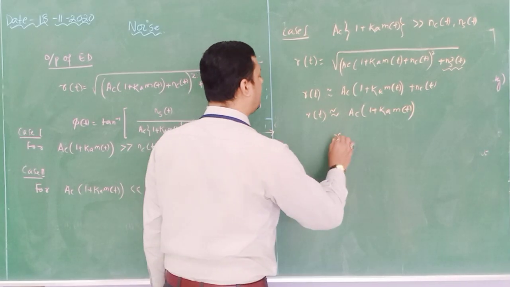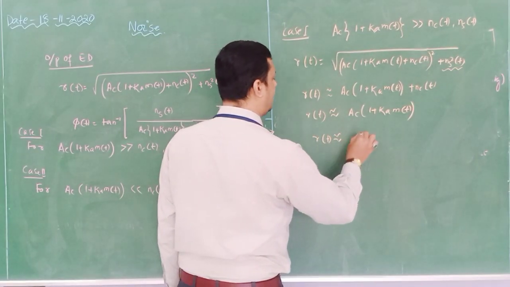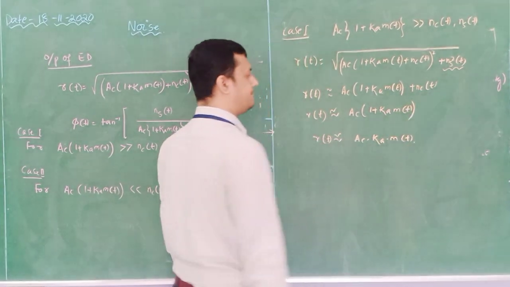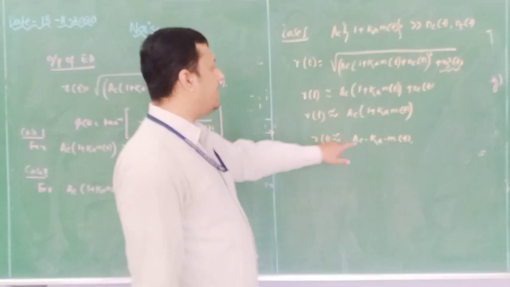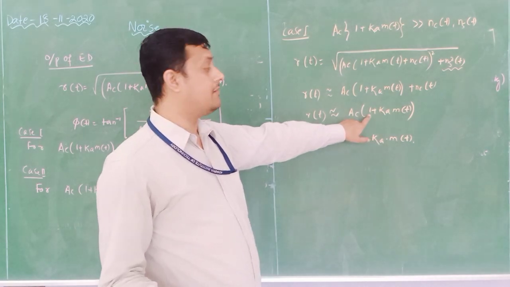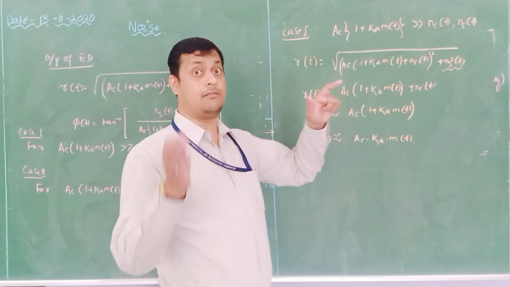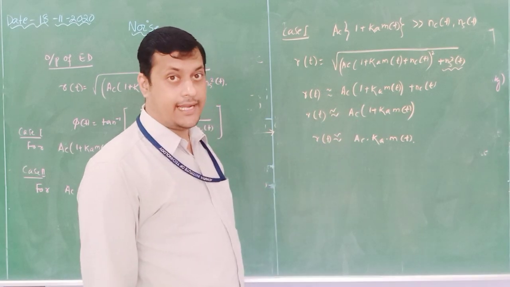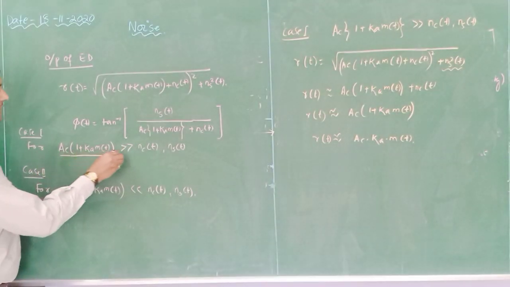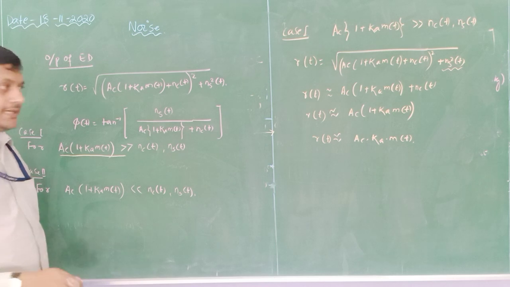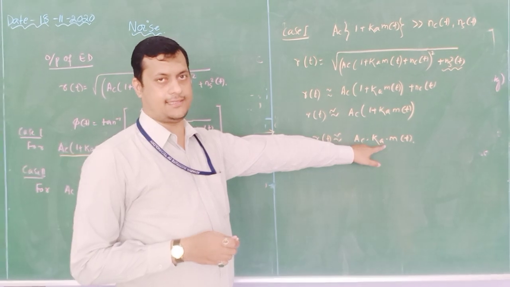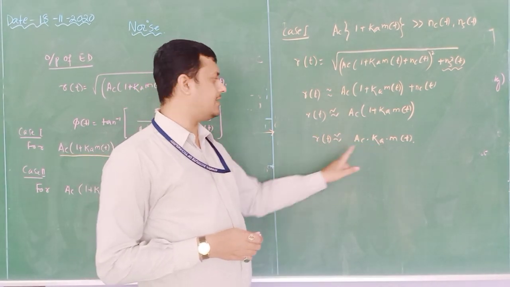So if you are suppressing your DC component, you will get AC Ka m of t. Done. Now here you can see that AC is multiplied with 1, that will become a DC component, but AC multiplied with Ka and m of t is a modulating signal. So what does that indicate? It indicates that in case 1, if the amplitude of the modulated signal is greater than the noise component, then you can extract your modulating signal. Is it possible? Yes, it is possible.